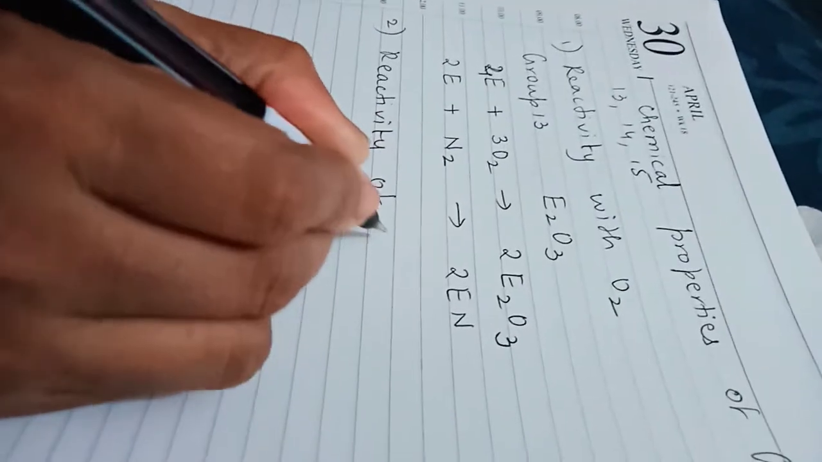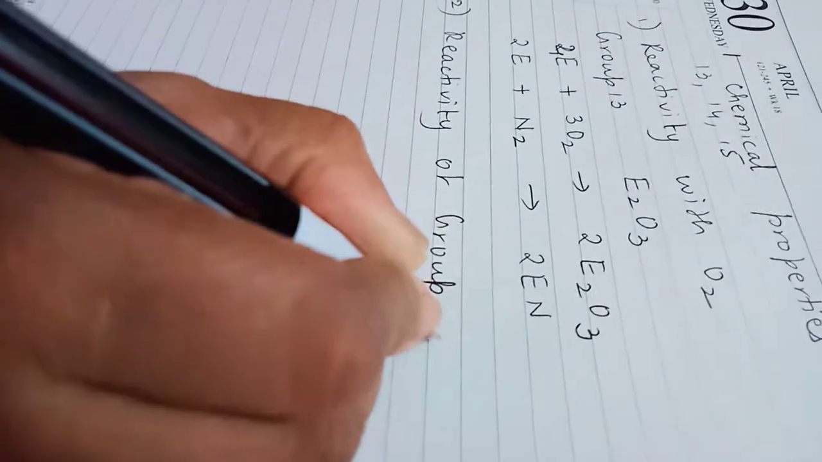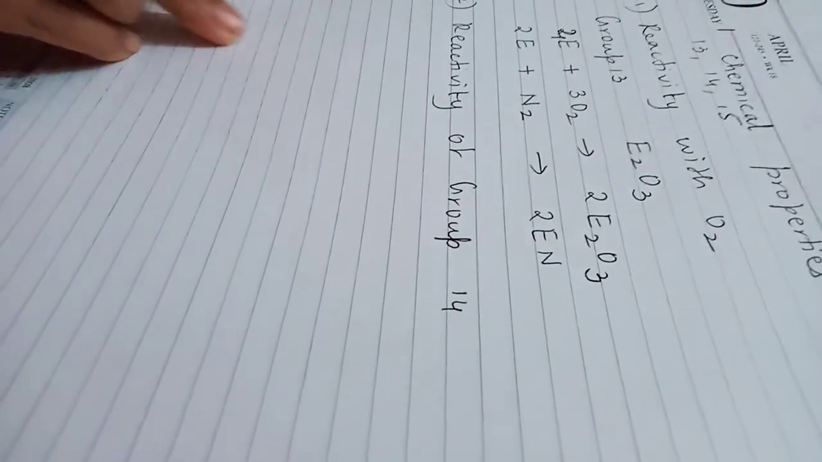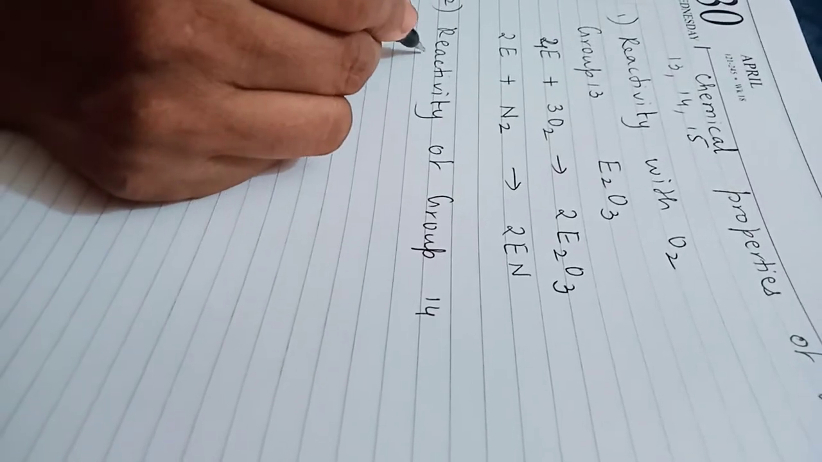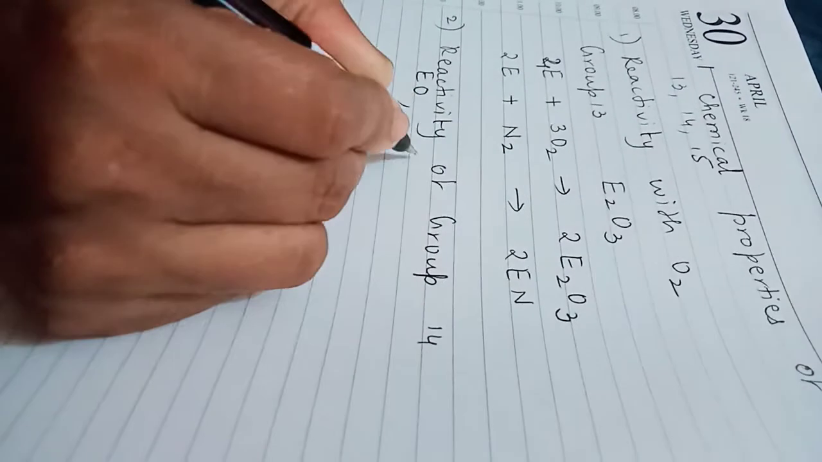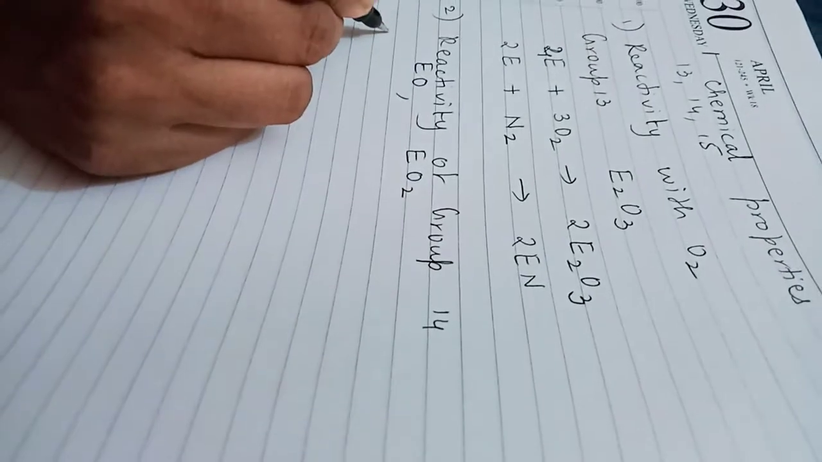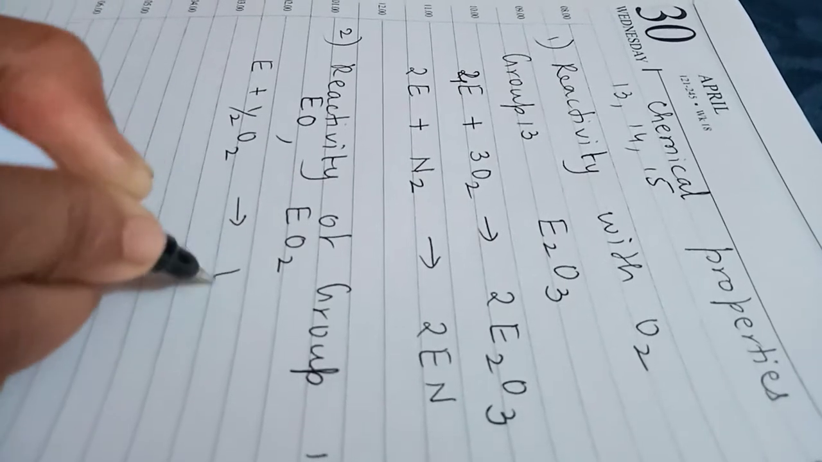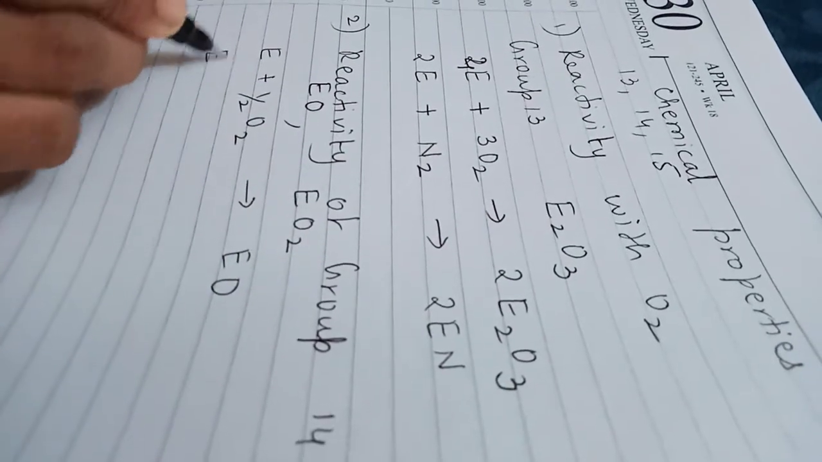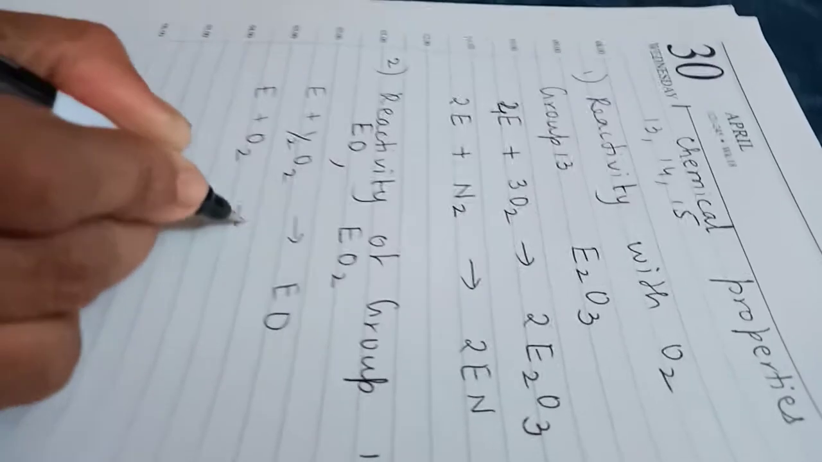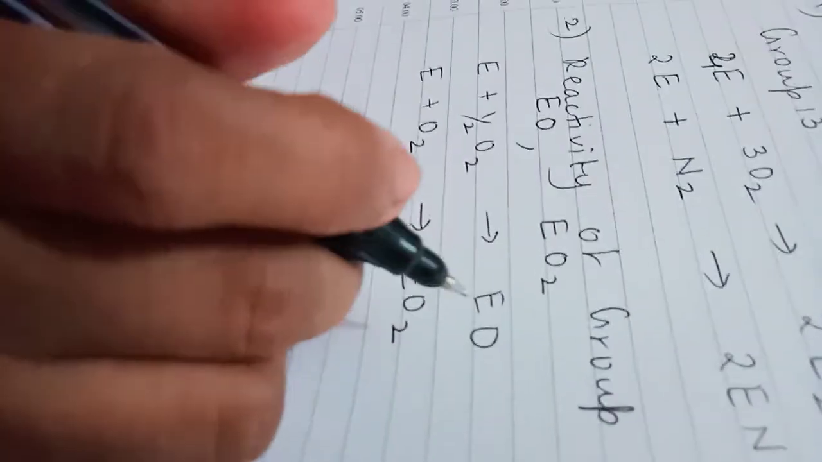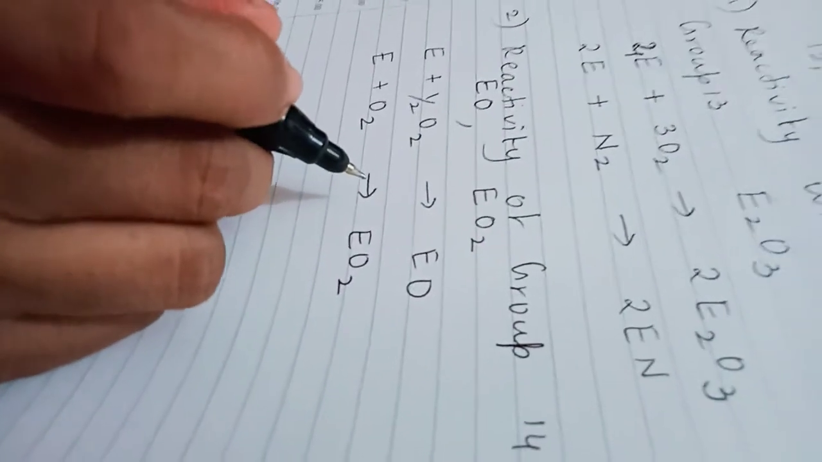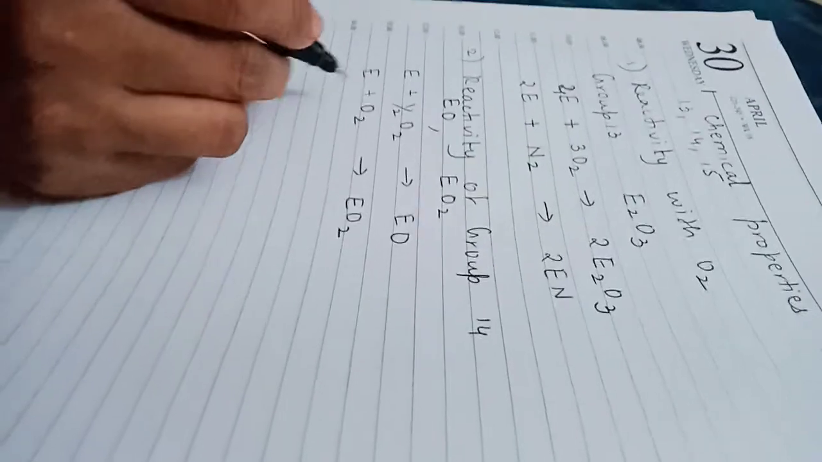Second, reactivity of group 14 with oxygen. Elements of group 14 react with oxygen to form oxides of the form either EO or EO2, like E plus half O2 forms EO, or E plus O2 forms EO2. This is the reactivity of elements of group 14 with oxygen. They form oxides of the form EO or EO2.